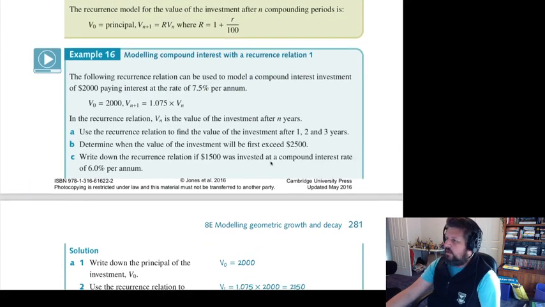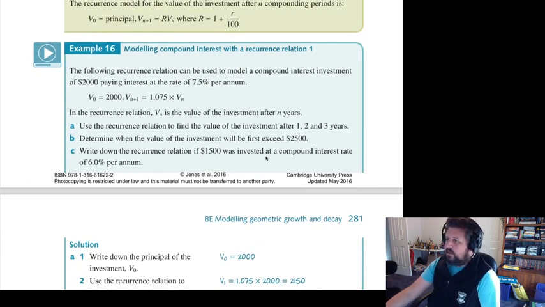What do we got here? Oh, cool. The following recursion relation can be used to model a compounding investment of $2,000 paying interest at a rate of 7.5% per annum. So again, writing out the recursion relationship using this information: V0 is equal to the starting value, the principal value that you started off with, which was $2,000. V0 equals 2,000. People should be happy with that.